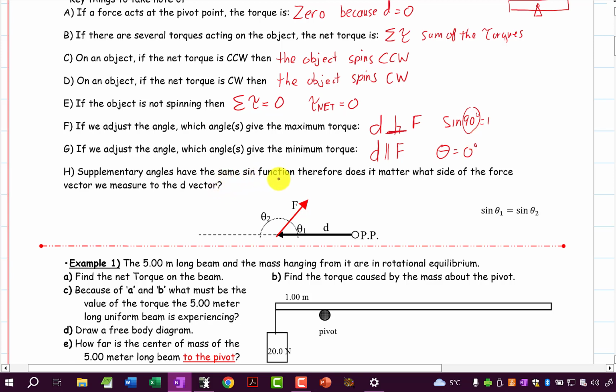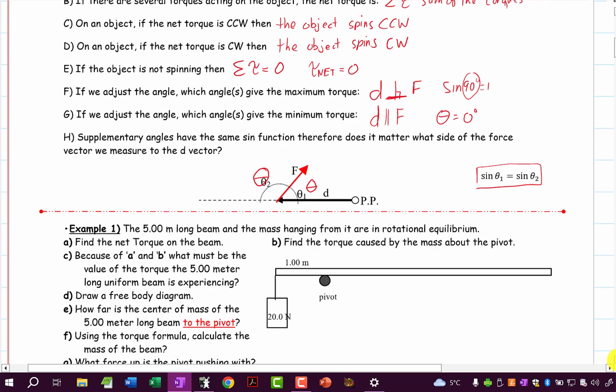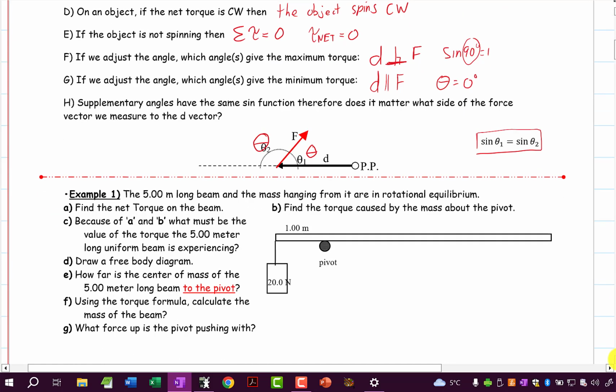This is one of the things I talked about yesterday, that supplementary angles have the same sine function. Therefore, it doesn't matter if I take theta over here or theta over here. Yes, they are different angles, but the sine of those angles is going to be the same. So for the torques, it doesn't matter which angle we use. Okay, so let's do static equilibrium right now on a balance beam with one object on it.